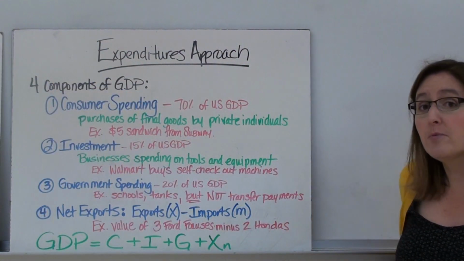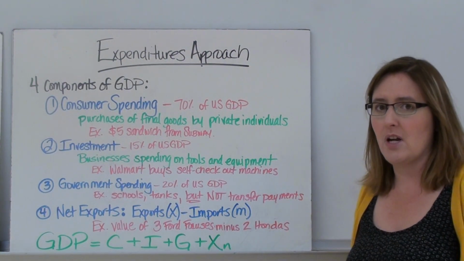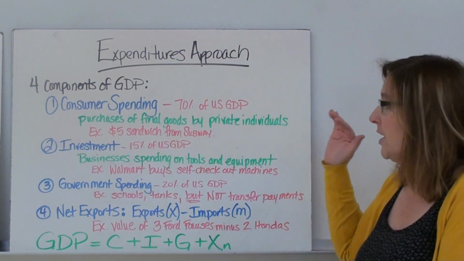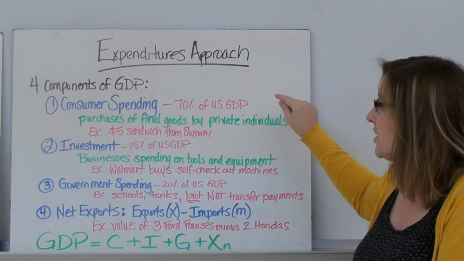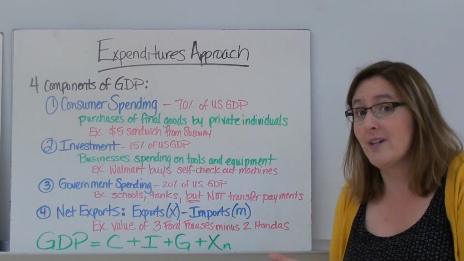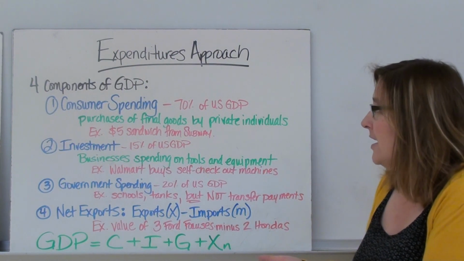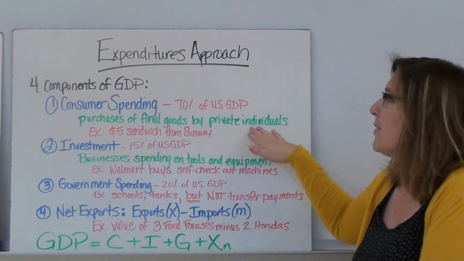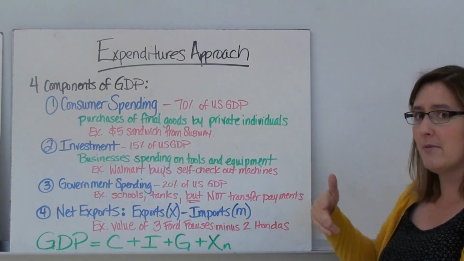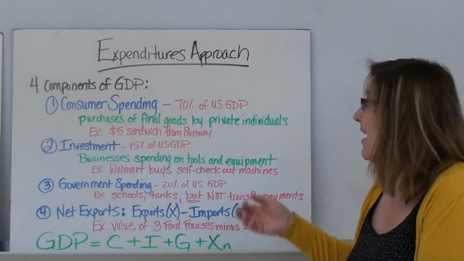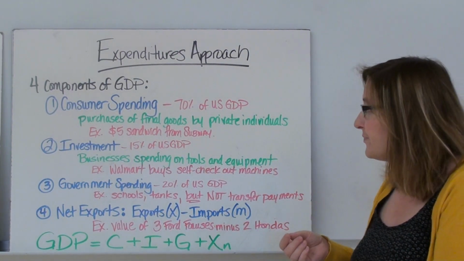So, expenditures approach, again, we're counting everything that's been spent on items that have been produced and adding all of that up. We categorize all of the spending into 4 different categories. First, there's consumer spending, and that's what you and I and normal private people buy. So it's purchases of final goods by private individuals. Like when you go to Subway and you pay $5 or $6 for a sandwich, that's consumer spending. That makes up about 70% of GDP in the US.